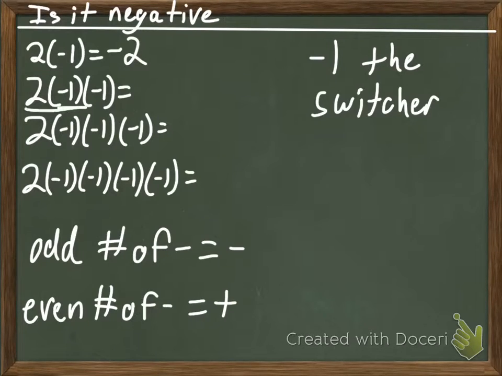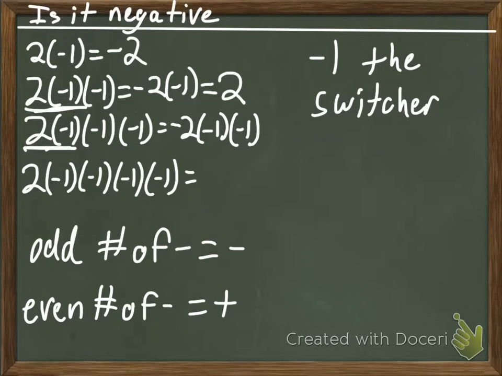If we do 2 times negative 1 here, we get a negative 2. But we have that other negative 1 left over. So we have to multiply again, and that switches it again, so it becomes a positive 2. So here we have 2 times negative 1, so we get that negative 2. Then we have two negative 1s after it. We do this, we get that positive 2, but we still have one negative 1 left, which means it is a negative 2 now.